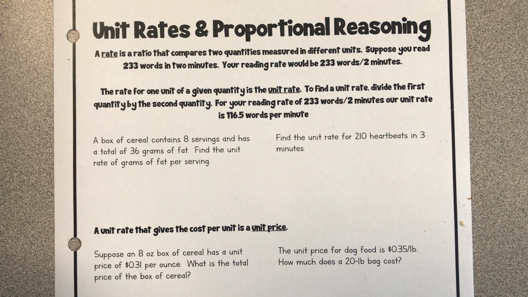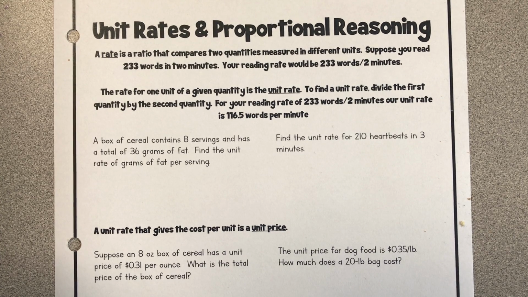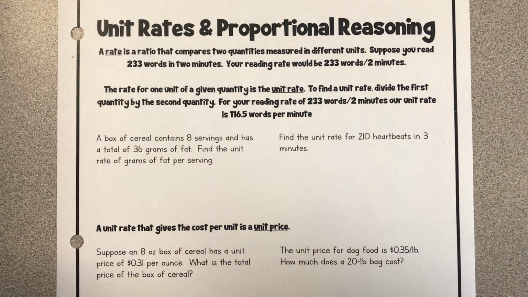Okay, today's lesson is on unit rates and what we call proportional reasoning. So at the top it says a rate is a ratio that compares two quantities measured in different units. Suppose you read 233 words in 2 minutes. Your reading rate would be 233 words every 2 minutes. The rate for 1 unit of a given quantity is what we call the unit rate. To find a unit rate, we're going to divide the first quantity by the second quantity.